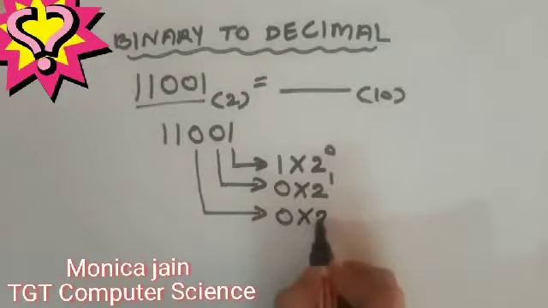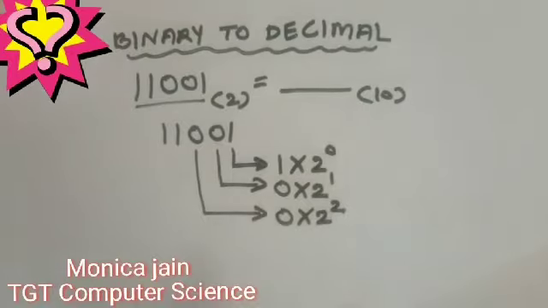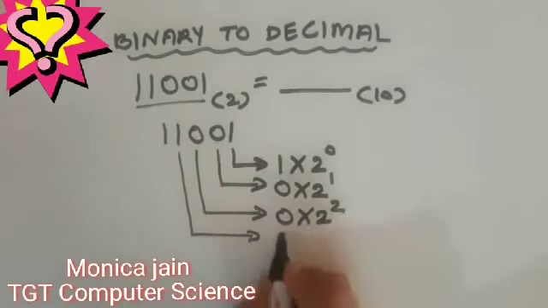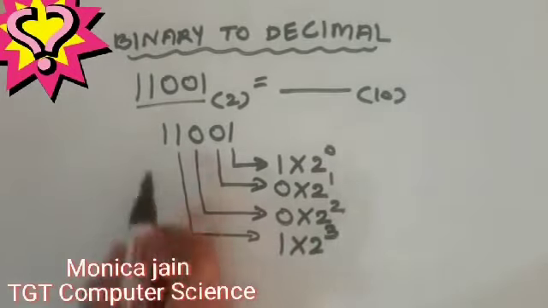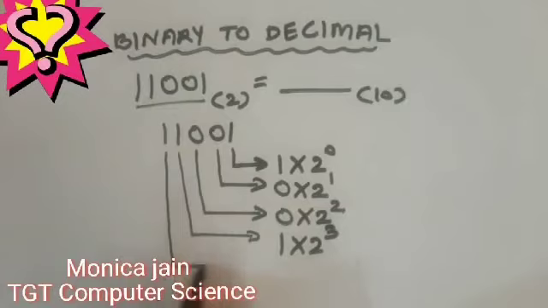Same way second digit is 0. So we will write 0 into 2 raised to 1. Third digit is again 0. So we will write 0 into 2 raised to 2. Then fourth digit is 1. So we will take it as 1 into 2 raised to 3.